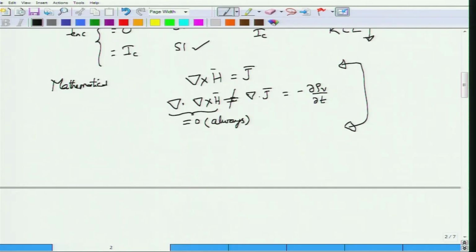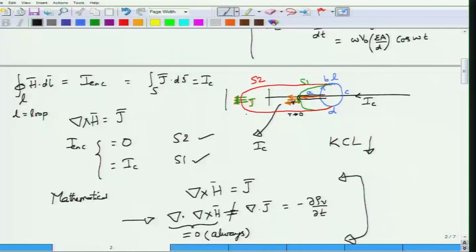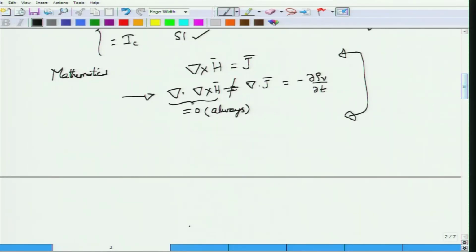So he did not certainly arrive at inconsistency in this fashion. He arrived at inconsistency in various other fashions, in this particular way with a capacitor kind of a situation, and then recognized that he has to modify Ampere's law, and he modified it. This modification he did by a very clever idea, okay.